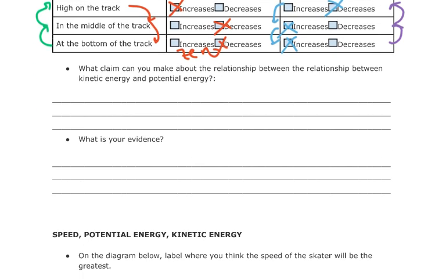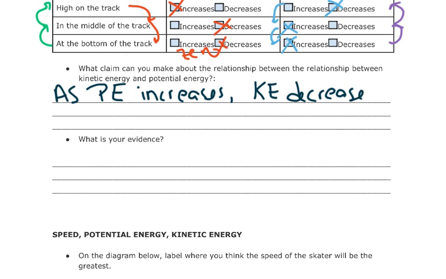It says, what claim can you make about the relationship between kinetic energy and potential energy? Well, I just talked about that. As the potential energy increases, the kinetic energy decreases. As the potential energy decreases, you should have seen an increase. Oh my gosh, that was a terrible E I just drew there. Your kinetic energy increases.